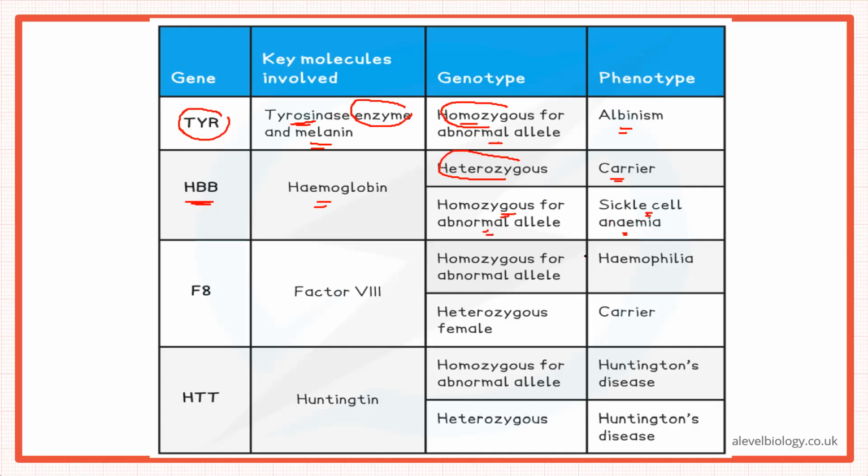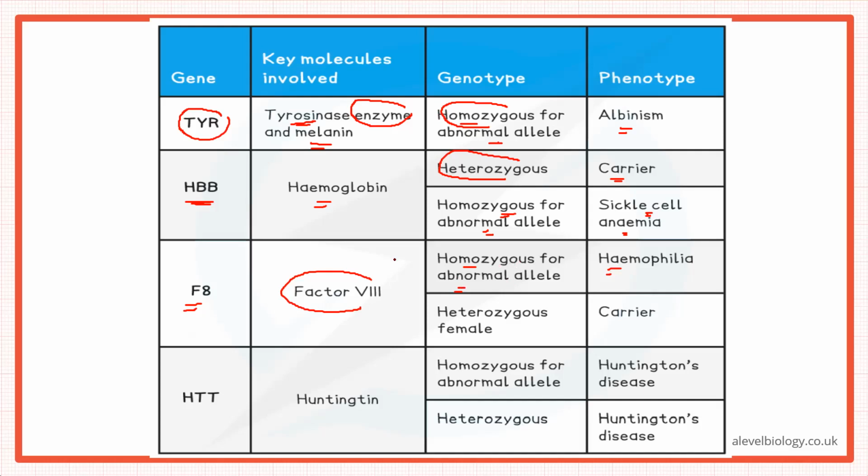Then coming to hemophilia. The key molecule involved is factor 8. Factor 8 is a coagulating factor, a protein, and the gene that codes for the factor 8 protein is F8. If there is an abnormality in the F8 gene, which is sex-linked, and the person is homozygous for the abnormal allele, the person will have hemophilia.